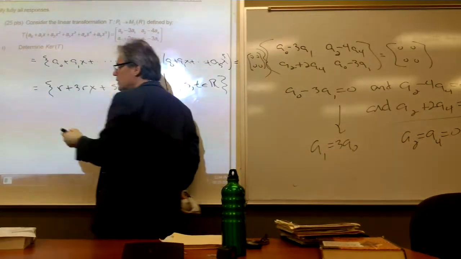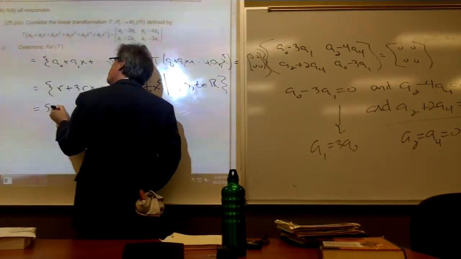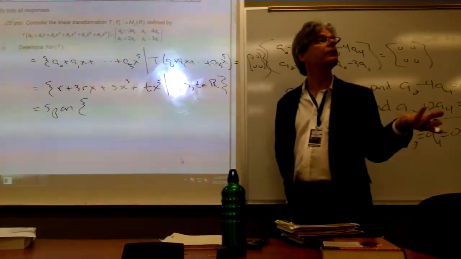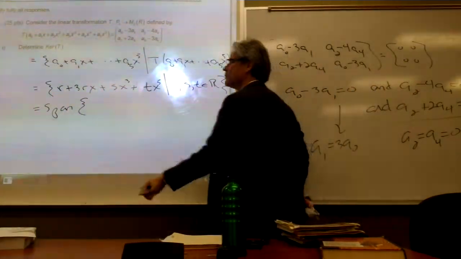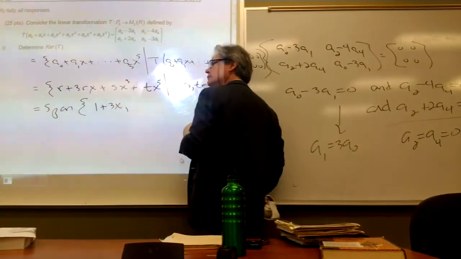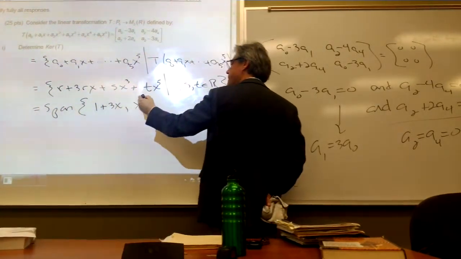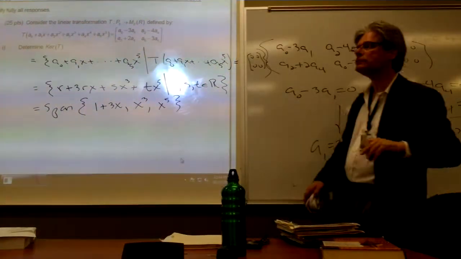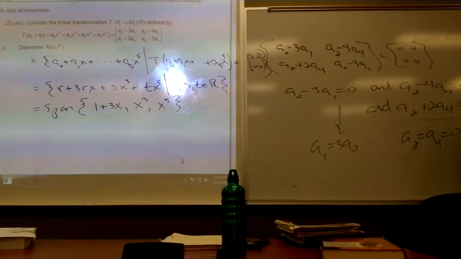Or let's just cut to the chase. I think this is nothing more than the span of, how many elements? 3. Namely, 1 plus 3x, x cubed, and x to the 5th. Oh, by the way, the dimension of the kernel is going to be equal to 3, which means the original T is definitely not one to one.